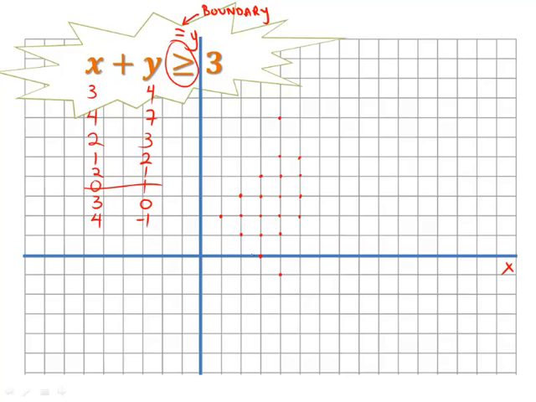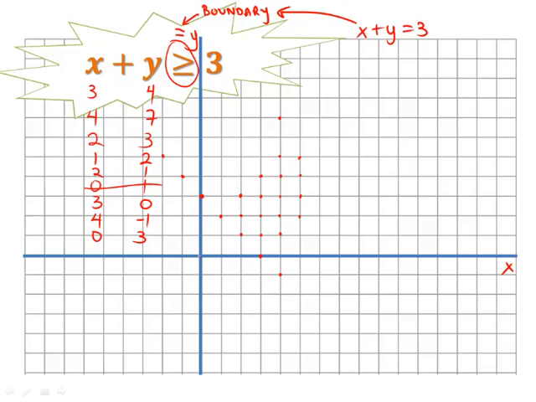It looks like the boundary is around here. Let's see if this point works. It looks like it's part of the pattern. 0, 3. Hey, nice. That's equal to 3. So you can imagine that x plus y equal to 3 is the boundary.